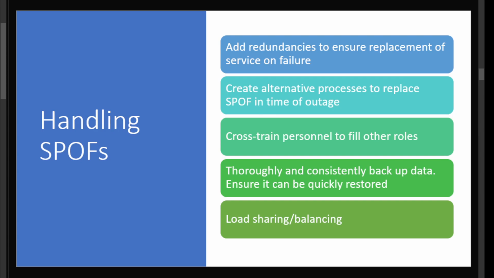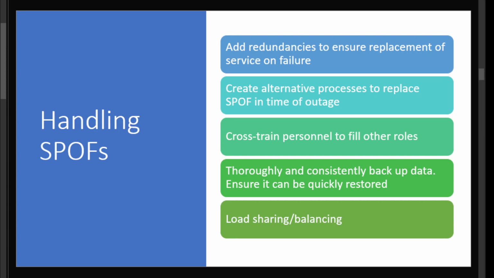We can create alternative processes to replace a single point of failure in time of outage. So that would be like a generator for power, a single point of failure in power, if you only have one power supplier.